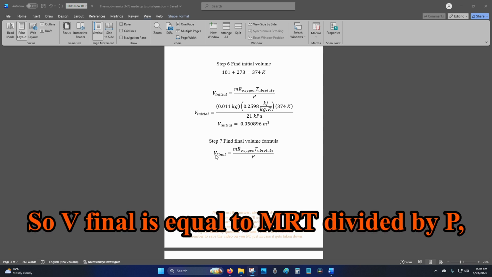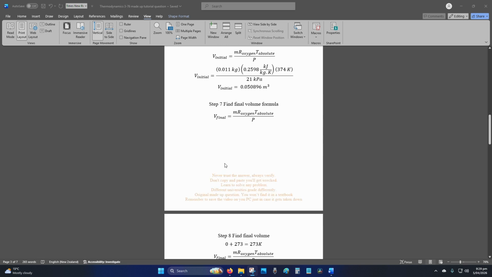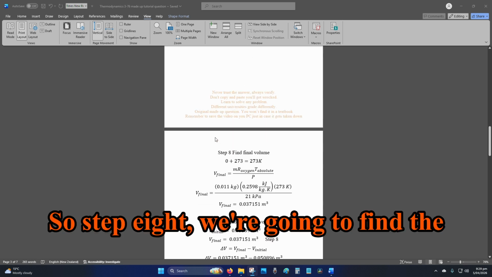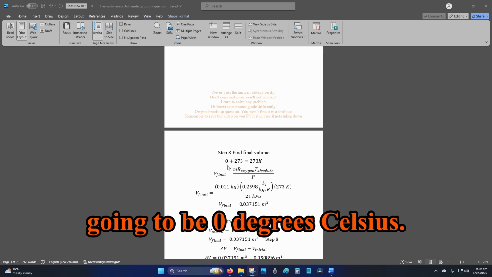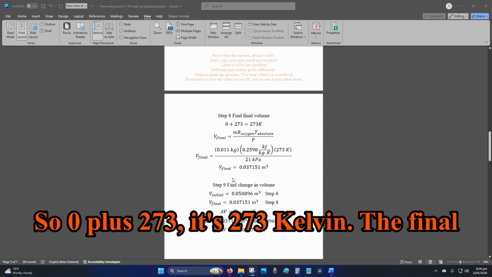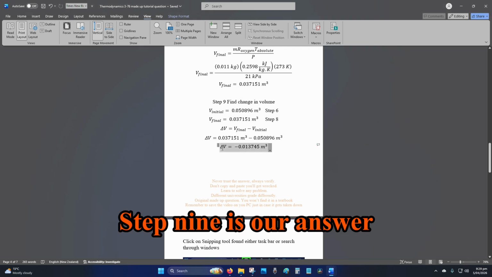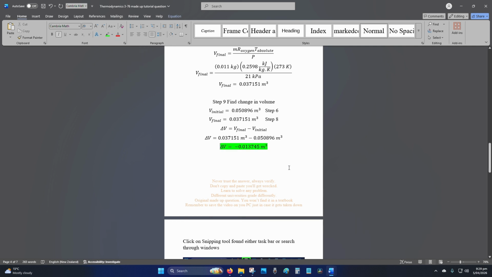Step 7, find the final volume formula. So V final is equal to mRT divided by P, same as the initial volume. The only difference is the temperature. So step 8, we're going to find the final volume. We know it's going to be 0 degrees Celsius. So 0 plus 273, it's 273 Kelvin. The final volume is 0.037151 meters cubed.